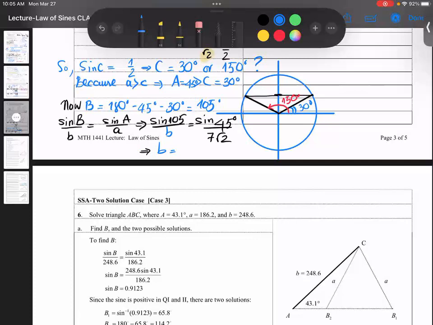13.5, is that what you got? Yeah, thank you. It should be the longest one, right? It's the biggest angle. Make sure you put your mode in degrees.